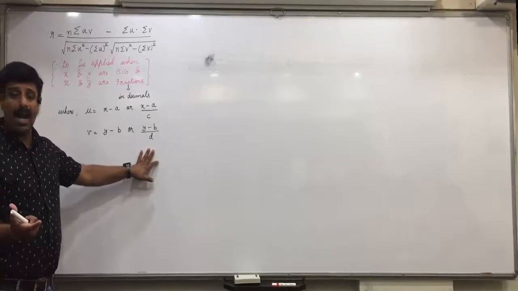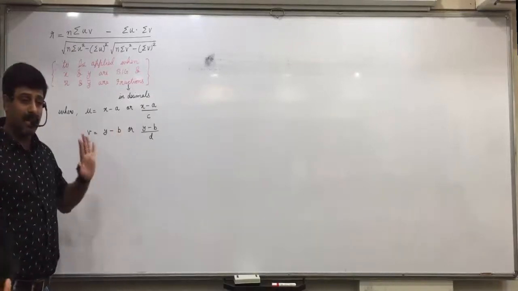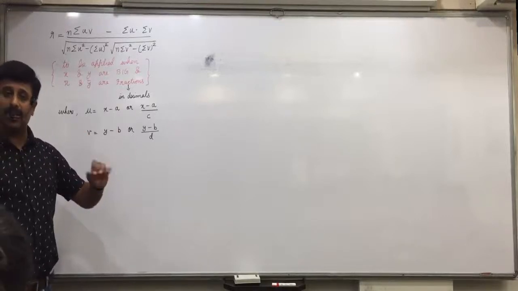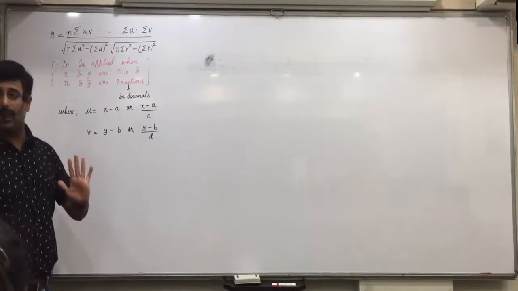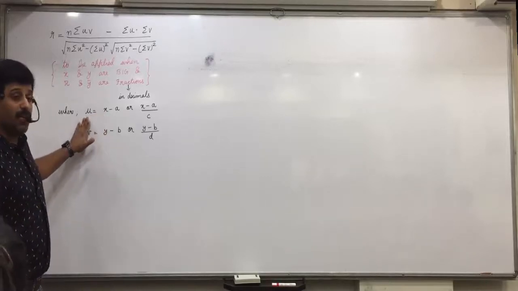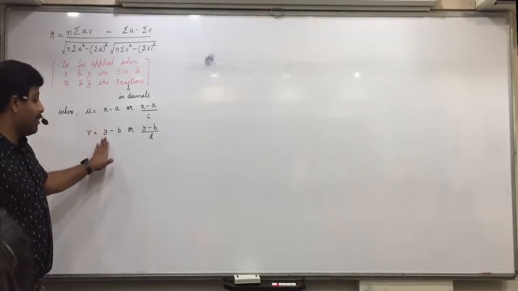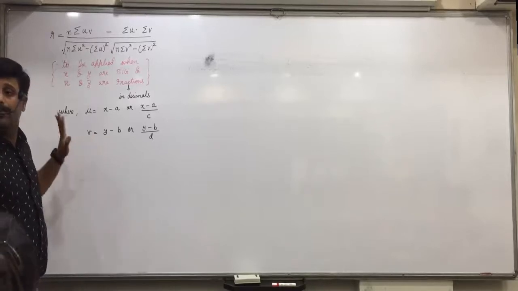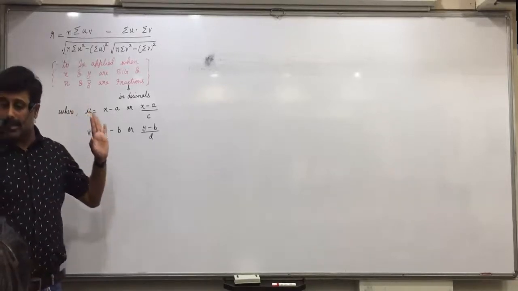What alphabets you are using doesn't make any difference, because practically we'll be doing it in a different manner. You just need to remember that the value of x will be transformed to the value of u, and the value of y will be transformed to the value of v. Is everyone clear with this?